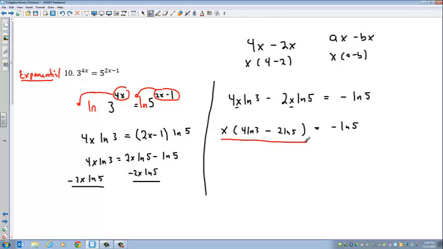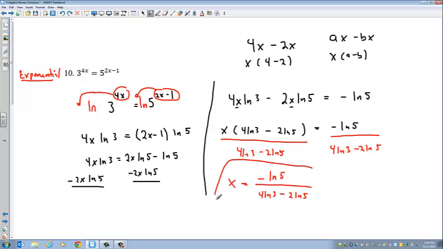I don't know how many things it is. It's 4 ln of 3 minus 2 ln of 5 things. We'll divide both sides by it, and we'll get our answer. So 4 ln of 3 minus 2 ln of 5. And so my final answer, x is equal to negative ln of 5 divided by 4 ln of 3 minus 2 ln of 5.